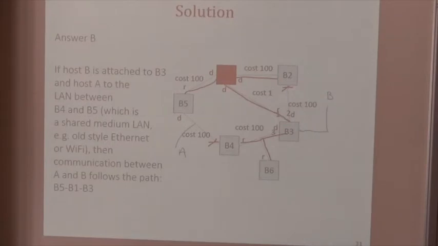Here is why. This is the root. In red, I'm showing the shortest path tree that all bridges compute. They compute the shortest distance from themselves to the root. All costs are 100 except this one. So that's a shortcut. So B3 should go directly here. B2 should go directly here because all other paths are longer. And from B4 or B6, you have a cost of 100 plus 1. So this is the shortest path tree.